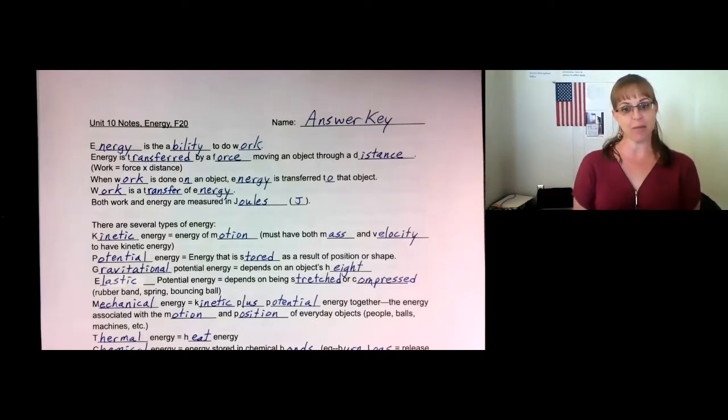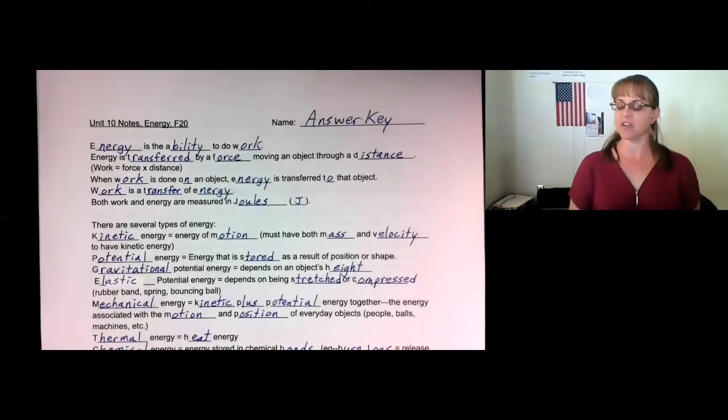When work is done on an object, energy is transferred to that object, and work is a transfer of energy. So therefore, both work and energy are measured in joules. Joules has the abbreviation of capital J because it's named after Sir James Prescott Joule.